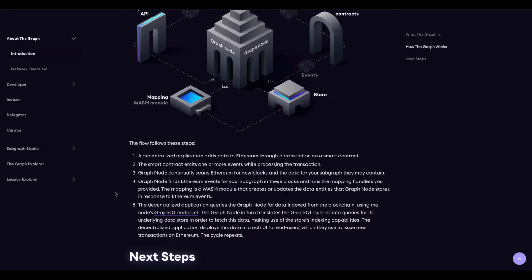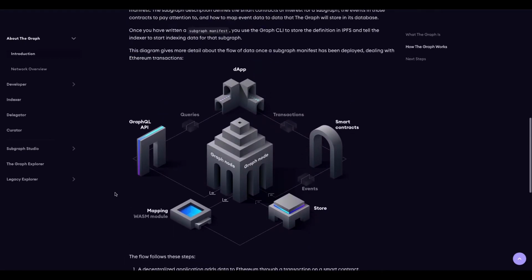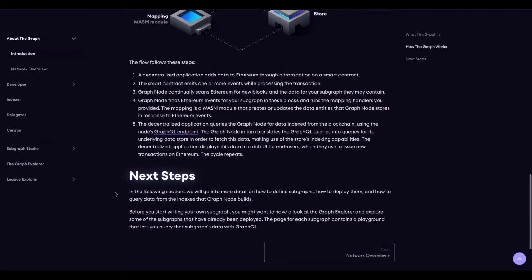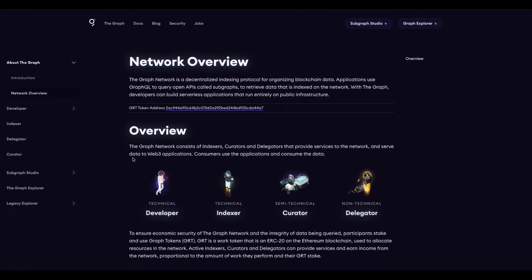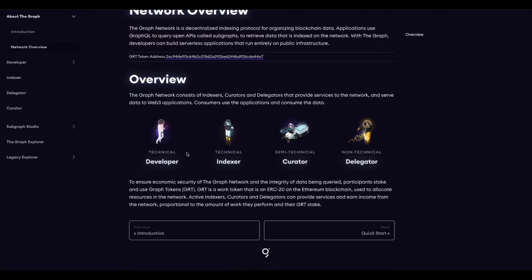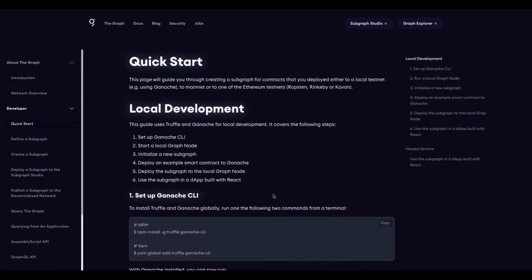So that's a basic idea of how GRT works. Now we're gonna go into the groups of people that help to contribute to the Graph protocol. But first we'll get into the overview of the network. And now getting to the network overview. So yeah, these are the groups of people that contribute to the network. GRT is an ERC20 token, of course. So yeah, let's get into it.